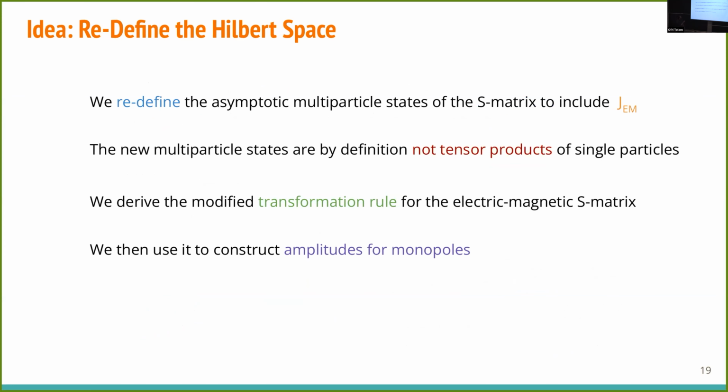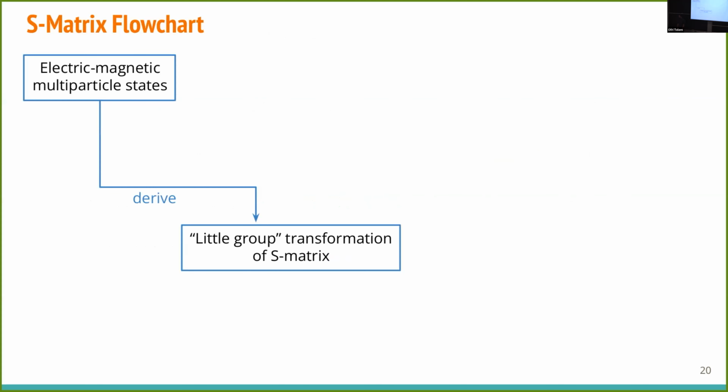So what we're going to do is redefine the asymptotic multiparticle states of the S matrix to include this deformation of the electromagnetic J, such that when you act on the quantum state with the J operator, you get a result which includes this electromagnetic contribution. These new multiparticle states are by definition not tensor products of single particle states, because now there's a pairwise connection between mutually non-local particles. Now we derive the modified transformation rule for electromagnetic scattering, and we use it to construct amplitudes for monopoles.